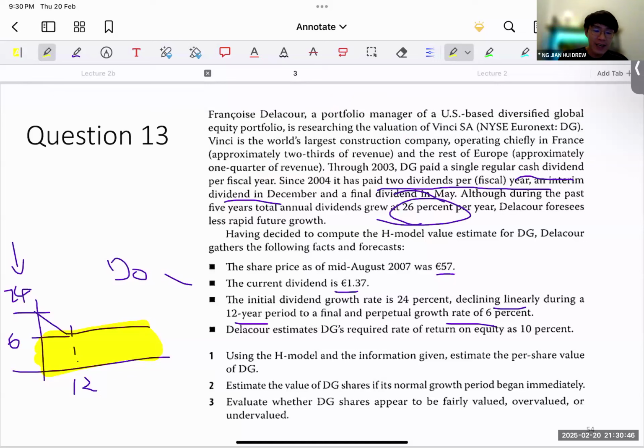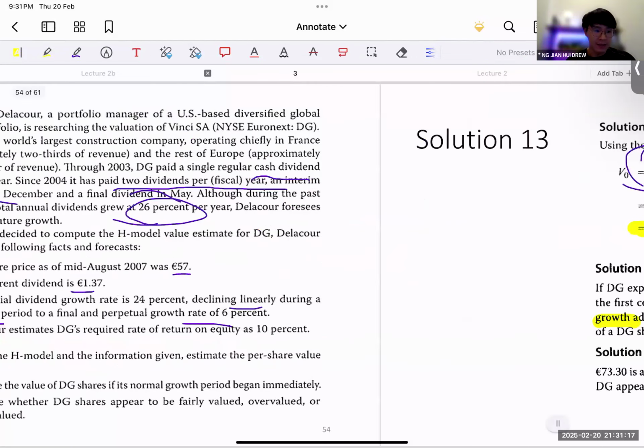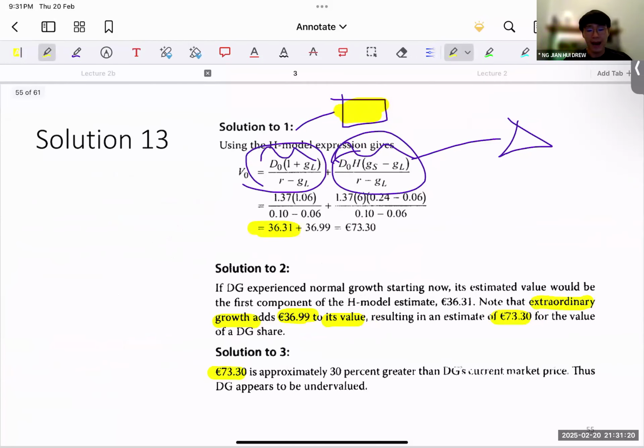Okay, so part three, evaluate whether DG shares appear to be fairly valued, overvalued or undervalued. So we know that the share is trading at 57 euros. And we calculated the intrinsic value is 73 euros. It means that the share is undervalued in this case because intrinsically it's supposed to be worth 73, but now they're only trading at 57, so it's lesser. So you should buy this undervalued share.